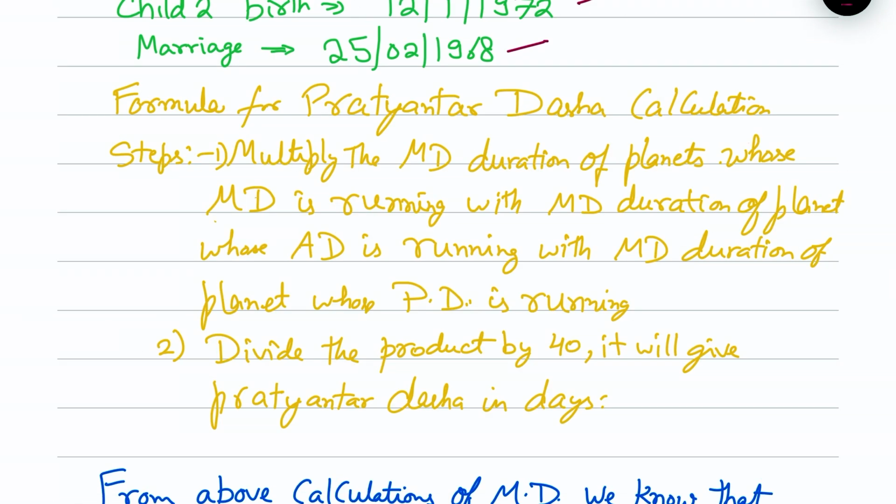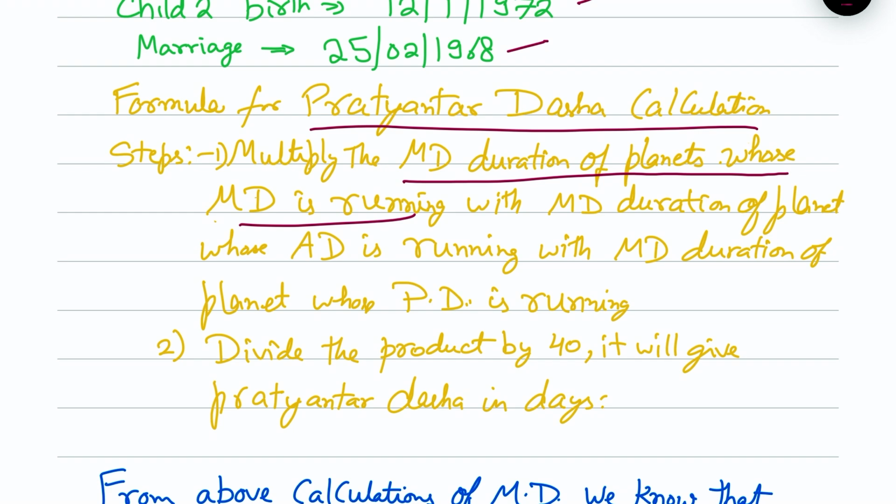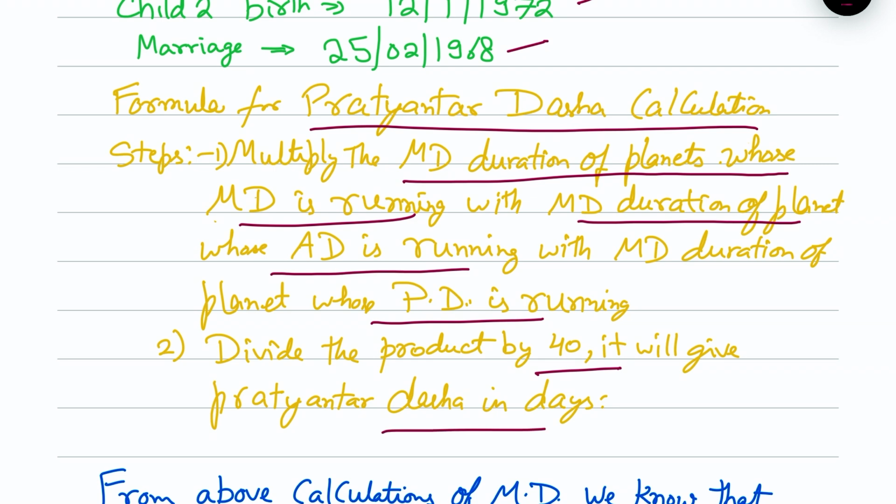The formula for calculation of Pratyantardasha is to multiply the Mahadasha duration of the planet whose Mahadasha is running with the Mahadasha duration of the planet whose Antardasha is running with the Mahadasha duration of the planet whose Pratyantardasha is running. Earlier we multiplied Mahadasha and Antardasha for Antardasha calculation, and here we are multiplying three: Mahadasha Lord, Antardasha Lord, and then the Pratyantardasha Lord. Whatever the product is, divided by 40, it will give you the Pratyantardasha in days.